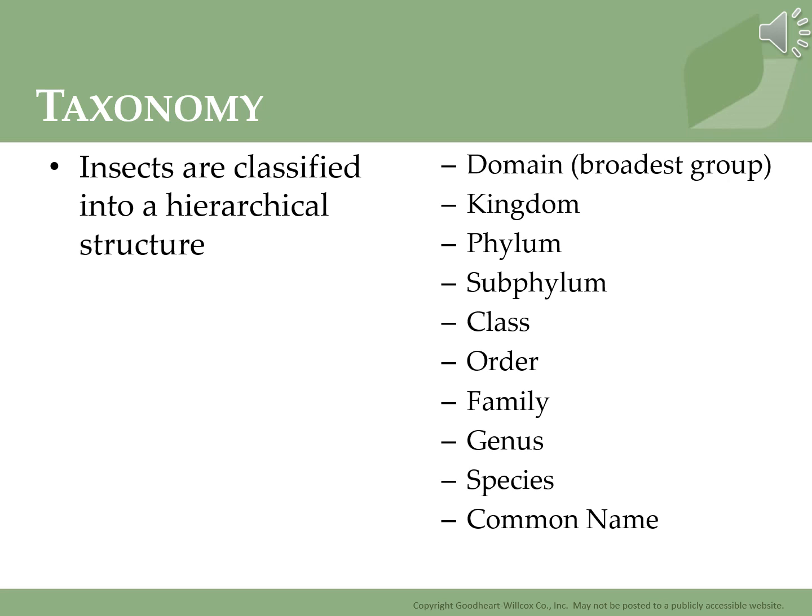For example, the classification of the monarch butterfly is as follows. It has the domain Eukaryota, kingdom Animalia, phylum Arthropoda, subphylum Hexapoda, class Insecta, order Lepidoptera, family Nymphalidae, genus Danaus, and species plexippus.